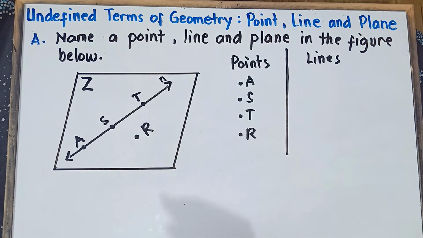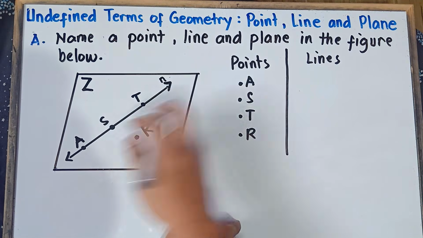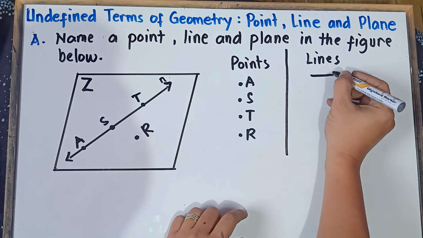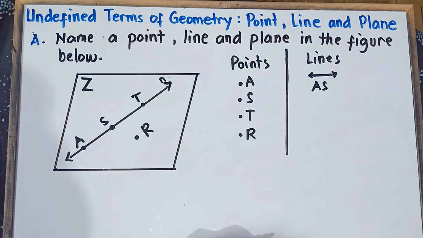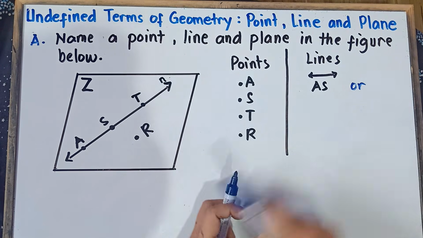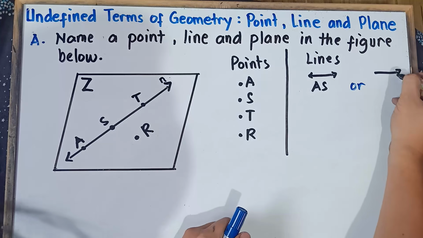So once again, class, in naming a line, there would be 2 points. Just simply use 2 points. Okay, so line AS. So we can draw the illustration of a line. So line AS, this is just the same. Once again, line AS is just the same with line SA.